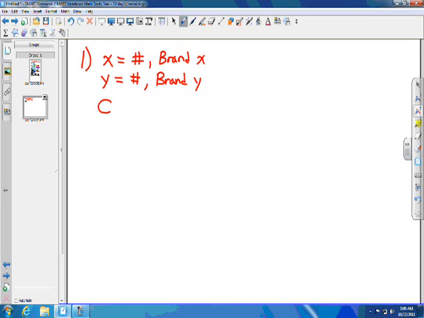C equals, what are these things going to cost you? How much for a brand X? 6 cents. So 6X, how much for a brand Y? That is your objective. Minimize that cost.